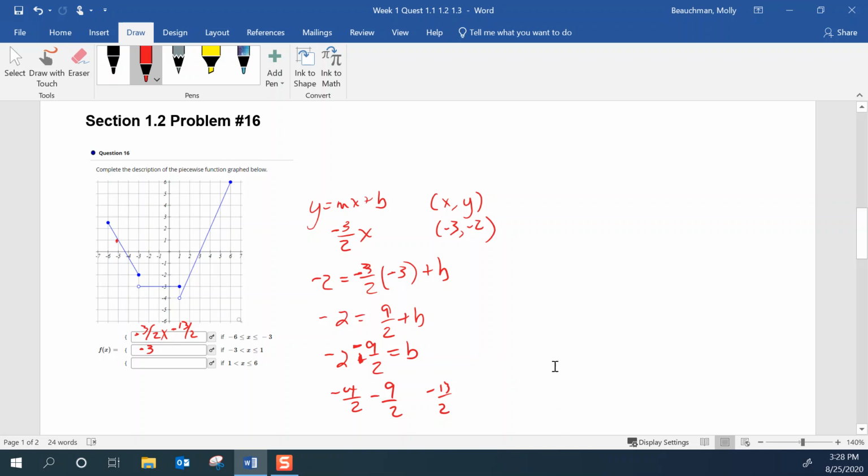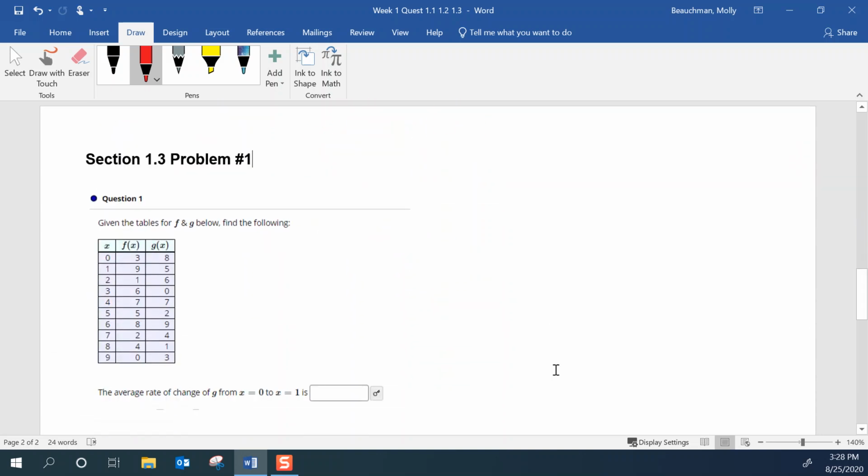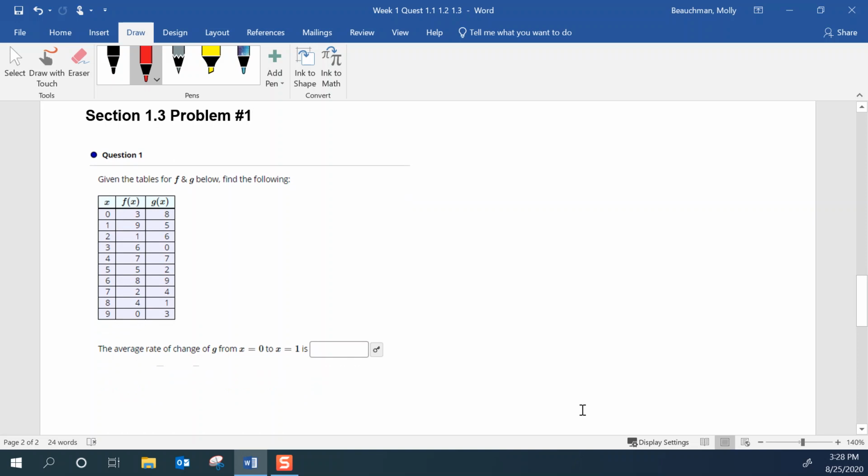All right, last question that was most popularly asked was from section 1.3, problem number 1. You were given a table for f of x and g of x, and you were asked to find the average rate of change of the function g from x equals 0 to x equals 1. So ignore this part of the table. So what you need in the function g is you're given the x coordinates of 0 and 1, and you want to find the y coordinates or the g of x coordinates that go with them. So at 0, g of x is 8. At 1, g of x is 5.